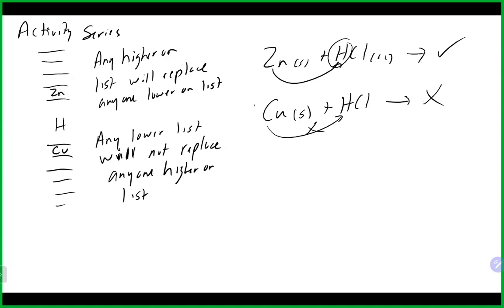So sometimes you will come across maybe an activity series, and that's sort of how you look at it. Higher on the list means more reactive than anything lower on the list. And those reactions would occur if the thing higher on the list is coming in.